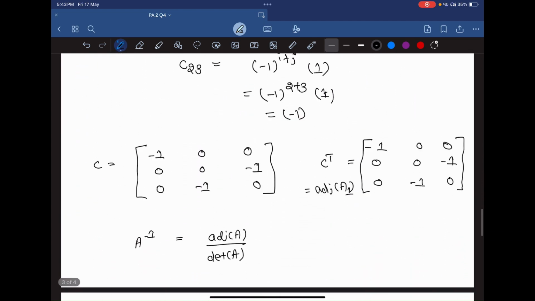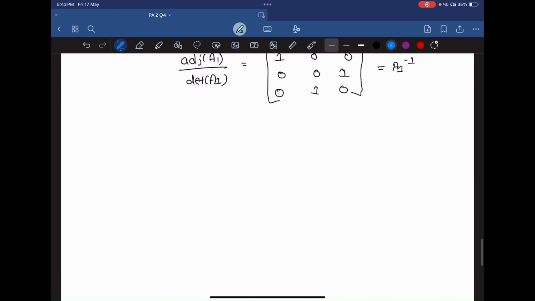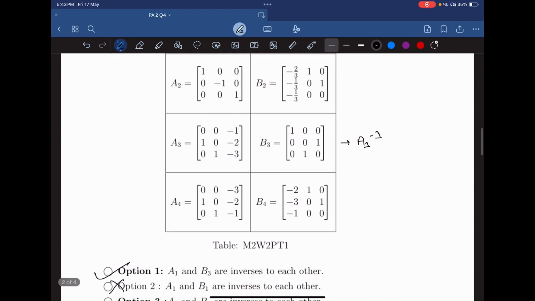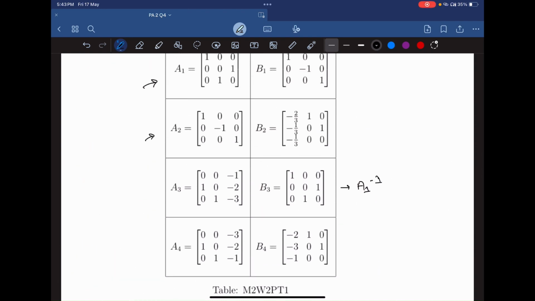Now similarly, let's try calculating the inverse for the other matrices. For A2, if we look at the matrix A2, it is this matrix.